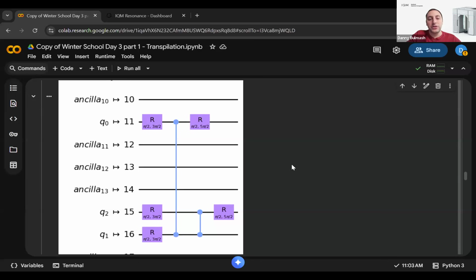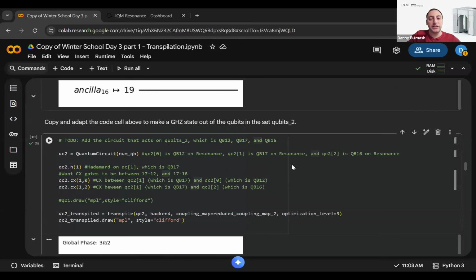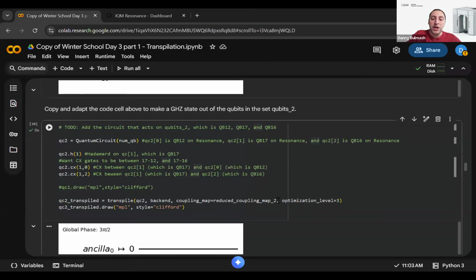Okay. So the key difference between the 2 blocks of code is that we put in reduced coupling map 2 instead of reduced coupling map 1. That's what tells us about the different qubits. We had to be careful to make sure that everything was ordered properly so that we're acting on the qubits that we actually want to be acting on. So we had to make sure that our list corresponded in the correct way to the software's qubits 0, 1, and 2.